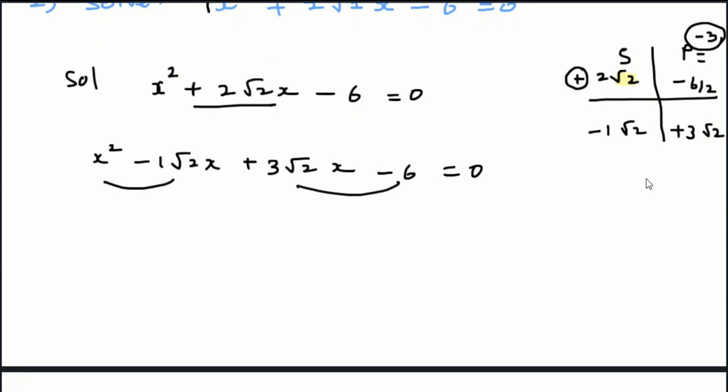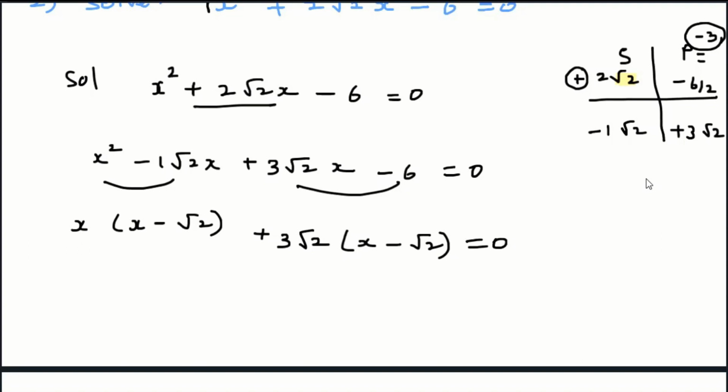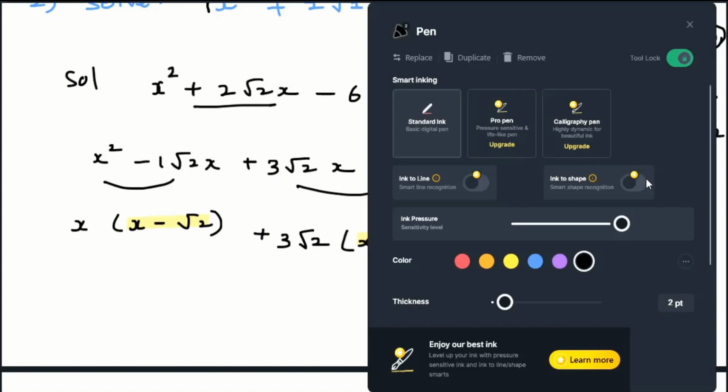So x is common, pull out. So this is x minus root 2, plus 3 and 6. 3 is common. Then root 2 is also common. So this is x minus root 2 equal to 0. So how to pull out? As in the last sum itself I have said, this term and this term need to be the same. Correct? So accordingly you can write, what is the first term here? x.